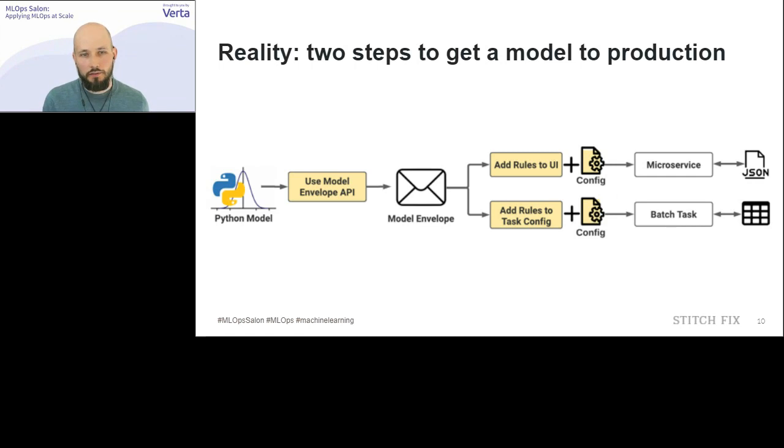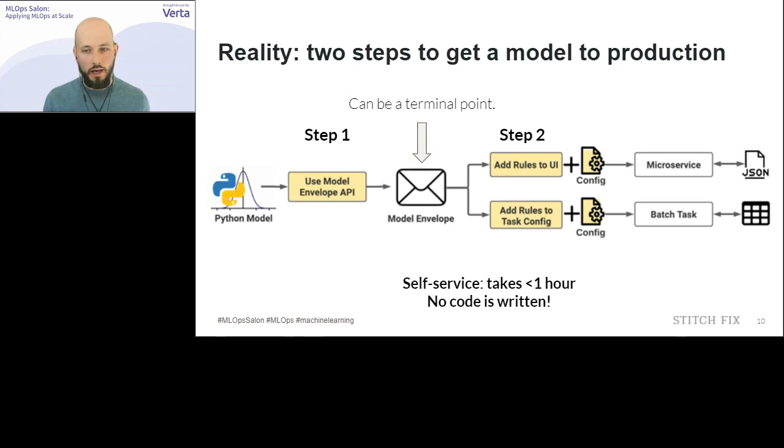So in reality, for a data scientist, there are two steps to get a model to production. The first is they write a Python model, and then use a provided API to save it into a model envelope. Now, this can be a terminal point. They don't need to know that they want to take this model to production yet. So we encourage data scientists to save every model that they have into a model envelope, whether it's going to production or not. Then when they know they want to take it to production, they need to set up some rules and some configuration, depending on what they want to do, whether it's a microservice or a batch task. And then their model is in production very easily. This is all self-service. It takes them under an hour. And the point here is they don't have to write any code once the model is saved into the model envelope.